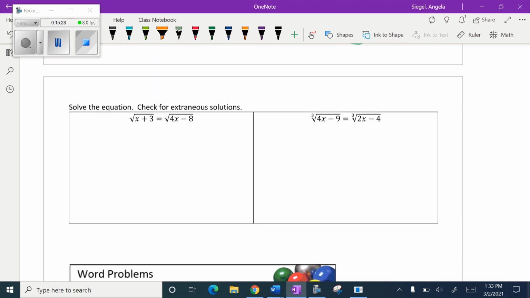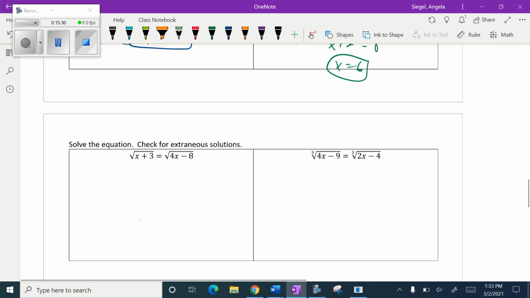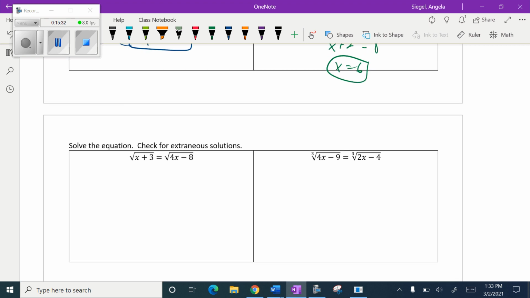Okay, we have 2 more, and then we're going to deal with some word problems here. These are super nice. They are your friends. Look for them because we are just going to get rid of that square root. So we're going to square both sides. And what happens is these cancel out. So I have x plus 3 equals 4x minus 8. So it becomes a really nice problem.